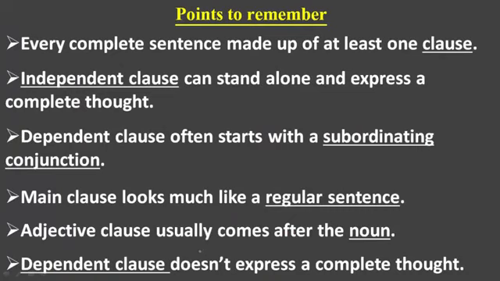Last and the most important section, points to remember. Every complete sentence is made up of at least one clause. An independent clause can stand alone and express a complete thought. A dependent clause often starts with a subordinating conjunction. A main clause looks much like a regular sentence. An adjective clause usually comes after the noun. A dependent clause doesn't express a complete thought.